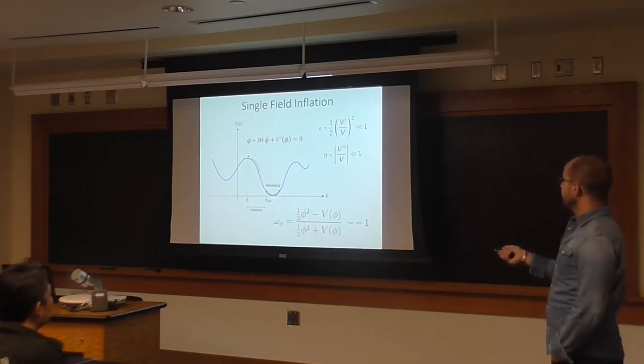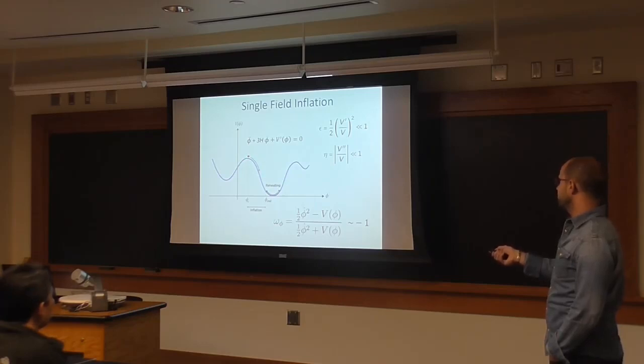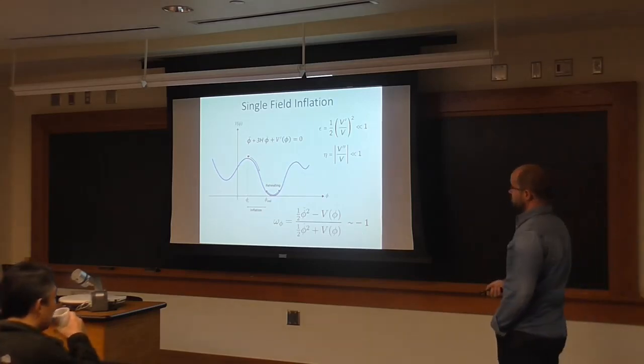In principle, you have this field rolling down its potential, and the energy density of the universe behaves as a friction term in the equation of motion. That's why, as long as these conditions are satisfied, this field can basically slow roll and be there for quite a while. And as long as it's slow rolling, the equation of state parameter is close to minus one, so it behaves basically like a dark energy component in the universe.